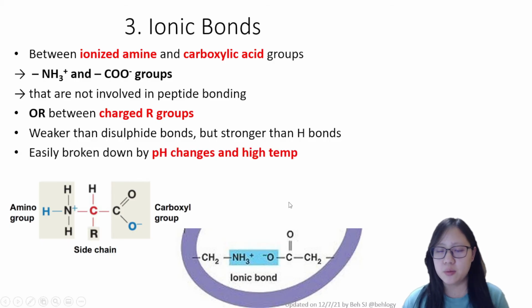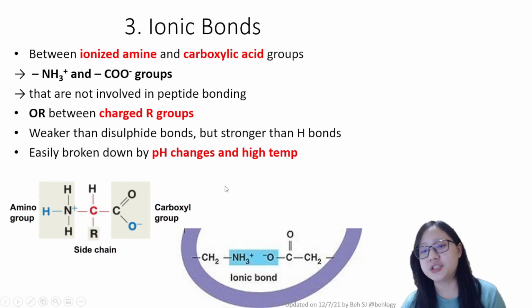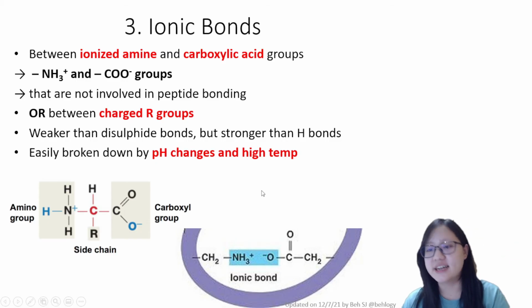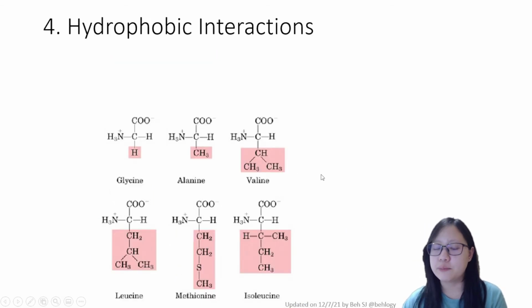Okay, but also hydrogen bonds are easily broken down by pH changes and high temperature. So hydrogen bonds and ionic bonds can both be broken by pH changes and high temperature. Okay, fourth, which is the last bonding we're going to talk about, hydrophobic interactions.